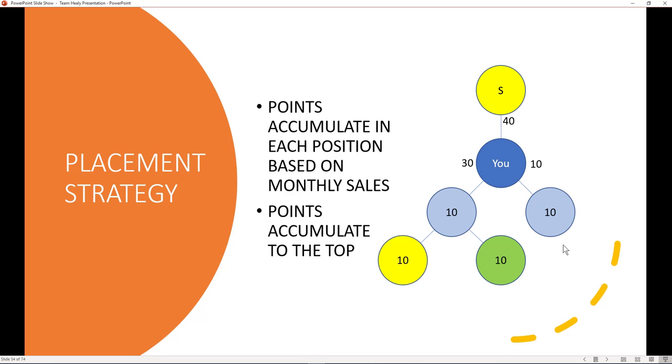Okay, now on your right leg, this person accumulated 10 points, and that means you've accumulated 10 points on your right leg, and that's shown right here. Now your total points goes to your sponsor, so that's 30 plus 10, or 40, and that goes upwards to your sponsor. So that's really pretty simple when you look at it. You might want to rewind the video and look at that one more time and see how those points work their way up the tree, both on the left and right side.